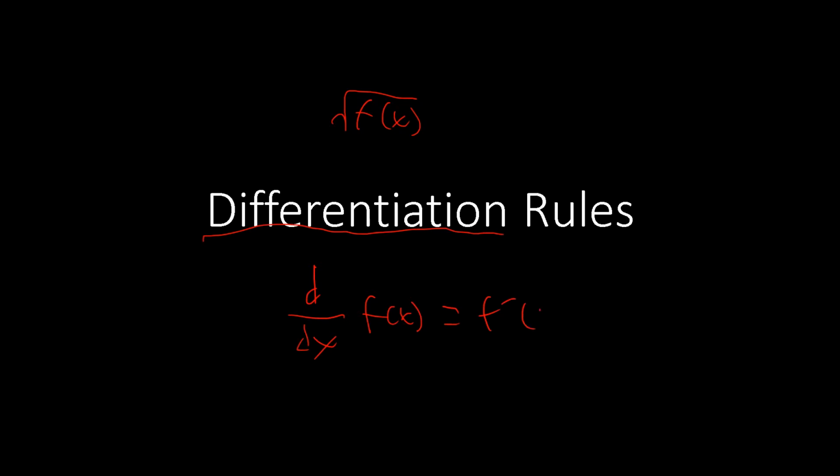Today we're going to be talking about differentiation rules. Differentiation comes from the word differential, and it's the operation of taking a derivative. The same way you could take some function and take the square root of it, you can also take the derivative, and that's called an operation. The symbol for differentiation is d over dx. So d over dx of f of x equals f prime of x. We're going to be using this notation today.